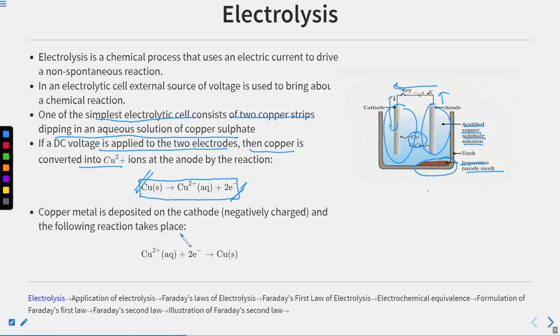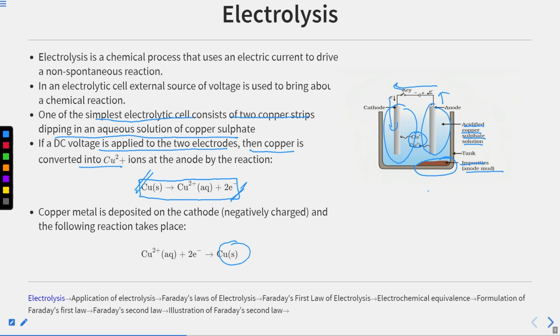Now at the same time, on the cathode we have this copper metal deposition. So basically the electrons that were supplied by our anode are received by the cathode, and since we have Cu2+ ions which were released by this anode, these will take up the two electrons and form Cu solid. And also we are collecting the impurities in the tank here.